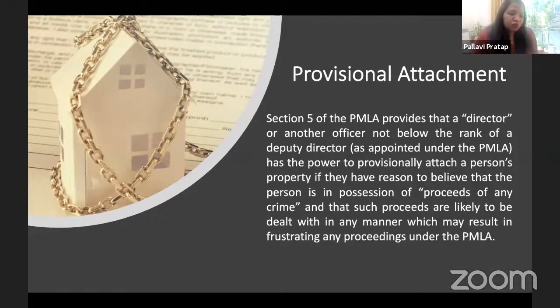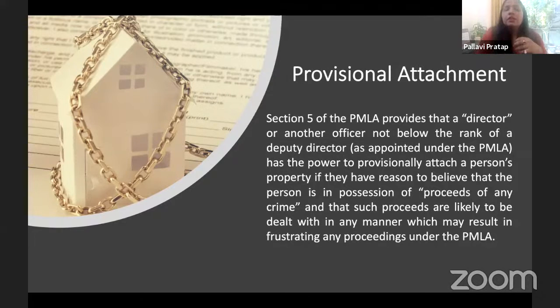Now, this is important also because when we look at Section 5, there is a specific definition which is given of who could attach the property. If you read Section 5, it says director or any other officer not below the rank of deputy director. So there is a case where the Punjab and Haryana High Court has very clearly indicated that any attachment which is done by someone of a rank below the director and deputy director, that entire attachment will go away because there will be an illegality, because it will be bad in law. If somebody other than the rank of director or deputy director, I'm repeating this again because this is very important.